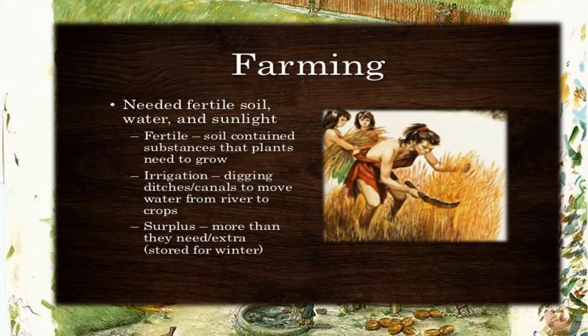Farming needed fertile soil, water, and sunlight. Fertile soil contained substances that plants need to grow. Irrigation means digging ditches and canals to move water from the river to the crops. Surplus means more than they need, that is, extra food for the winter.